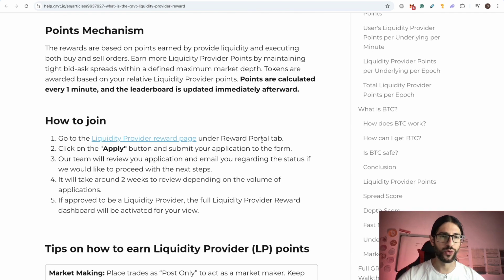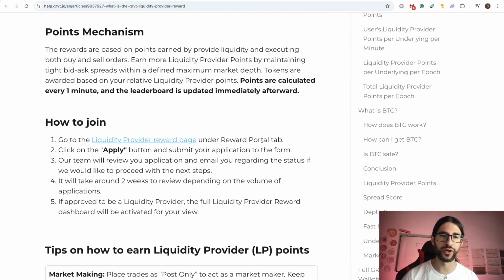How does this mechanism work? Well, the rewards are based on points earned by providing liquidity and executing both buy and sell orders. So remember that is important. You can short or long and both things are going to give you the liquidity points. You earn more liquidity provider points by maintaining tight bid-ask spreads within a defined maximum market depth. We are going to explain all this, so don't worry if you don't understand some of the vocabulary regarding the liquidity provider stuff. So tokens are awarded based on your relative liquidity provider points.